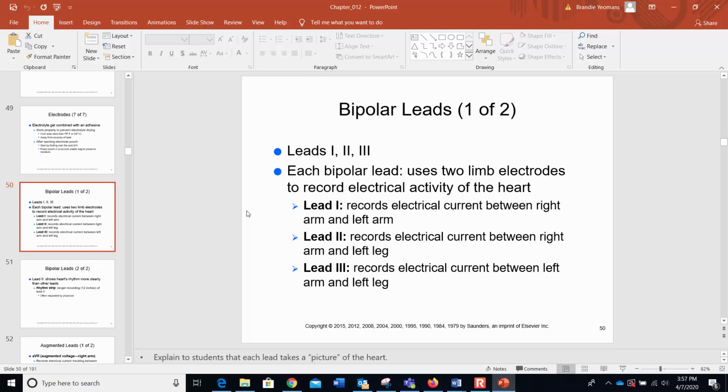Remember, lead 1 is going to record the electrical activity between the right arm and the left arm. So that's going from right to left, straight across from the arms. Lead 2 is going to be between the right arm and the left leg. And lead 3 is going to be between the left arm and the left leg. So 1, 2, and 3. Lead 1 is going to go from right arm to left arm. Lead 2 is going to be between the right arm and the left leg. And then lead 3 is going to be between the left arm and the left leg.